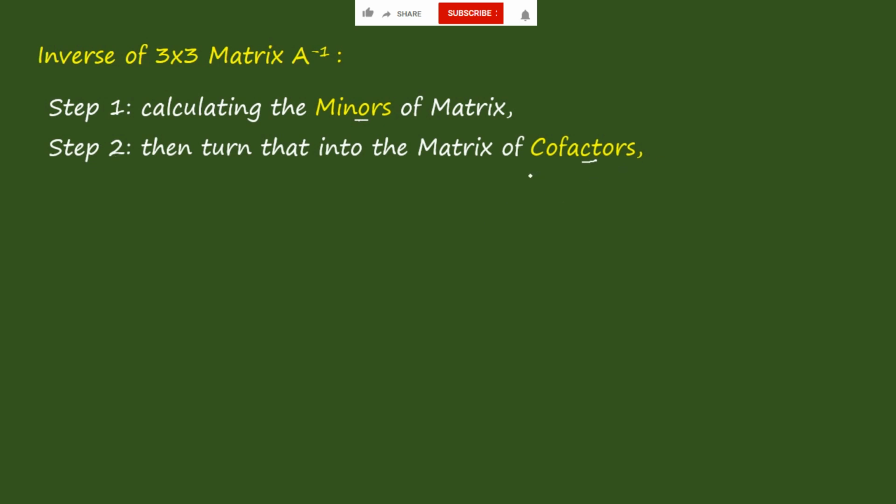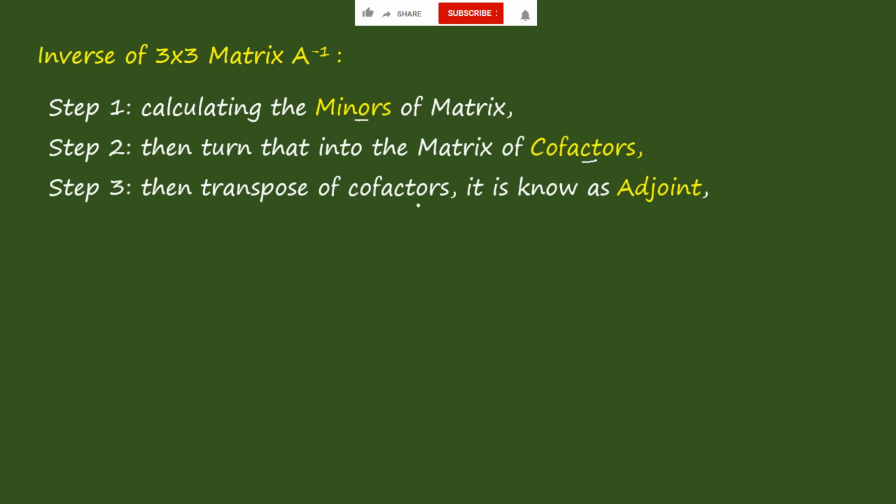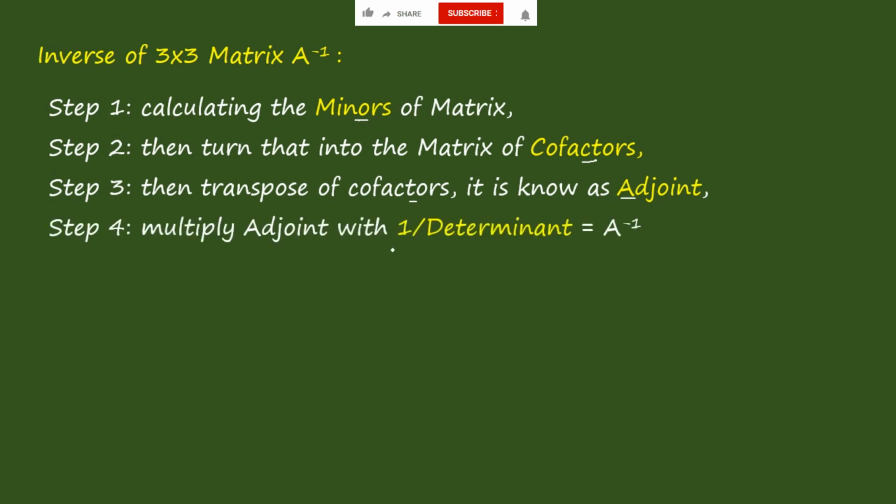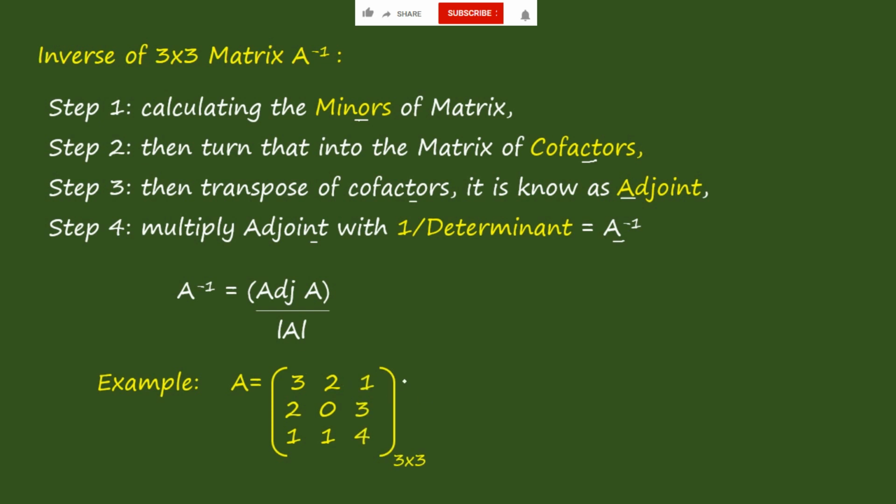We'll find the cofactors. Then the transpose of the cofactors is the adjoint. We'll be finding the adjoint, then multiplying the adjoint by 1 by determinant, and then we get A inverse. So the general formula is A inverse is equal to adjoint of A by determinant of A. We'll be following this with a particular example.